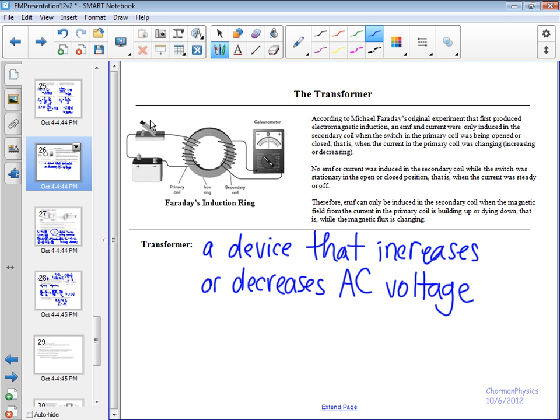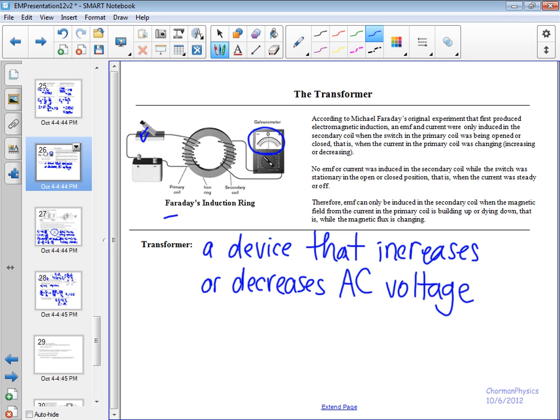So what he had here was this induction ring set up. What this induction ring consisted of was a battery with a switch, with a coil wrapped around a soft iron ring. When we close the switch, only at the time when he closed the switch would he notice a voltage that would register on the galvanometer, which would measure a slight current. He only noticed this when he opened or closed it, when there was this change in the magnetic flux. And that's pretty important to what we're going to study today.